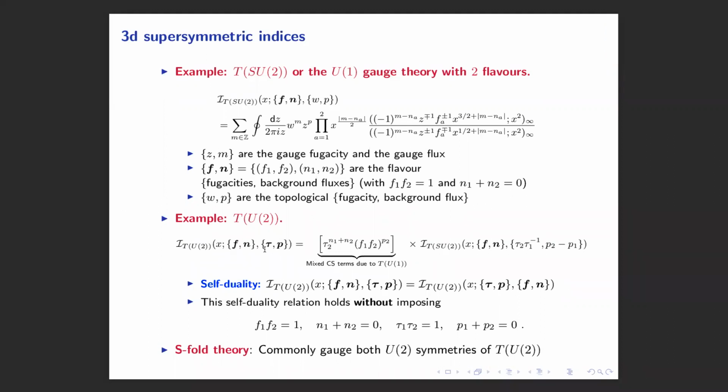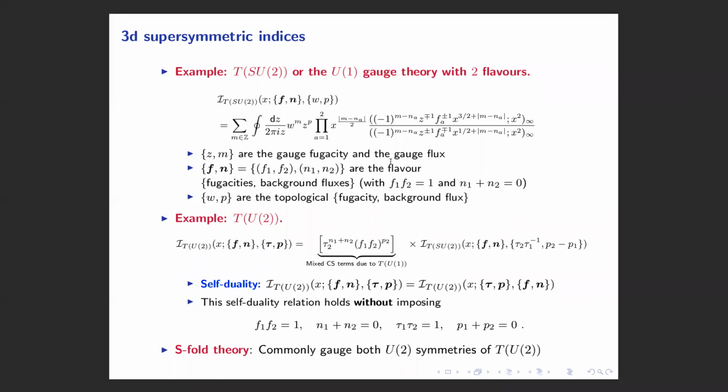Sorry, Noppadol, how do you see that there is a mixed Chern-Simons term contribution? Okay, excellent. If you look at my notation in T[SU(2)], there are two parts. F and N are the flavor fugacity and the flux. W and P are the topological fugacity and the flux. Any fugacity comes with a flux, right? Is this fine with you?